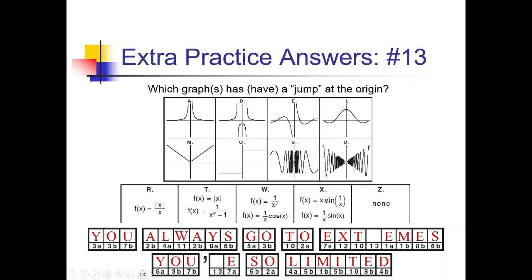And for 13, we want a jump at the origin. This one's really easy. There's only one jump, and it's this one right here. This was the absolute value of x over x, so that's an R going in spot 13, right there and right there. Now that we have filled in all the blanks, we can answer the riddle.